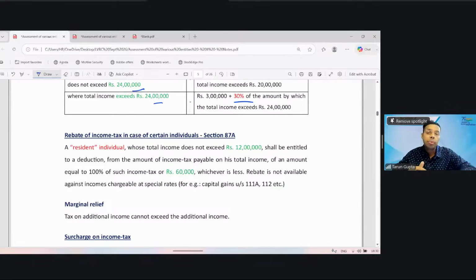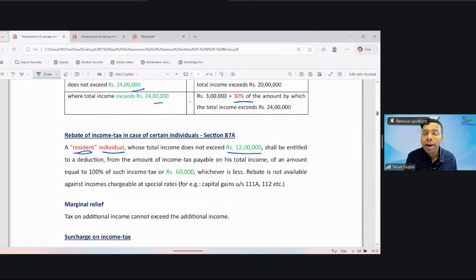Now, there is a concept of rebate which is applicable only in case of an individual. The above slab rate is applicable for individual, HUF, AOP, BOI, or artificial juridical person. But the benefit of rebate is applicable only to the individual, and that too a resident in India. So if a resident individual has a total income up to rupees 12 lakh, then he is eligible for a rebate from the income tax. The rebate is deducted from the income tax liability, not from the income.